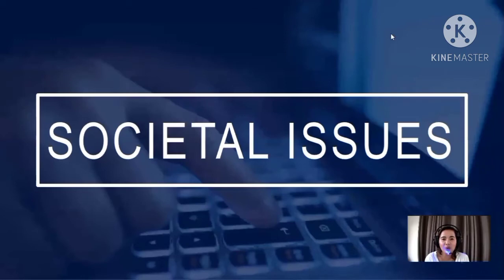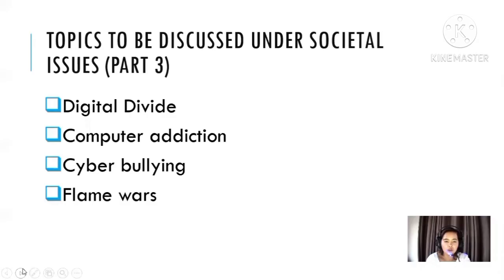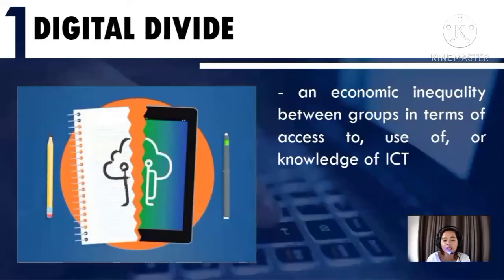Now we'll be moving on to societal issues under lesson number 6. So what is under societal issues? Societal issues, like the one that I have told you, are issues in society involving two or more people. Here we have the following: the digital divide, computer addiction, cyberbullying, flame war. So what is a digital divide?